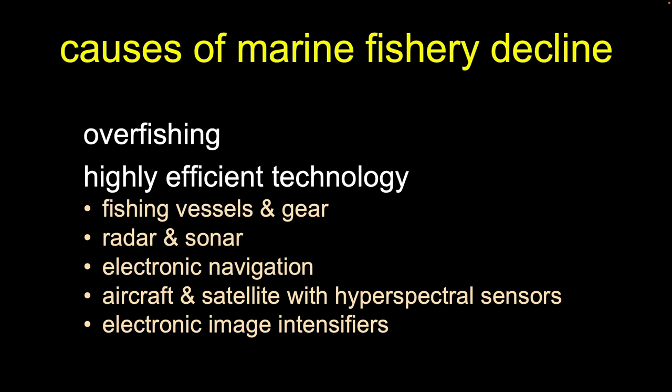The next key thing as to why we have this problem of declining fish stocks is we're too good, right? We're too good at what we do. We're too efficient with our technologies. Examples include the fishing vessel itself, the types of materials we put in the water to capture the individuals, radar and sonar to locate the actual biomass, the bodies of the individuals, electronic navigation. So GPS driven, I know exactly where the seamount is now because I can park my vessel right over it. Even though I'm in the middle of the ocean, I know exactly where I am.